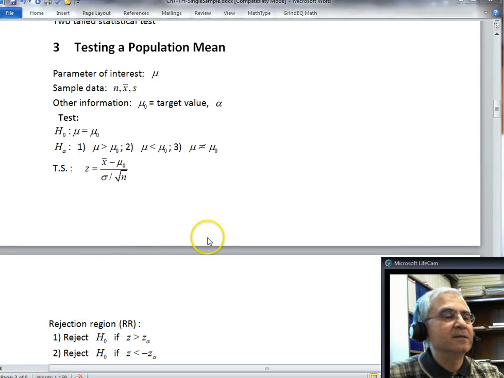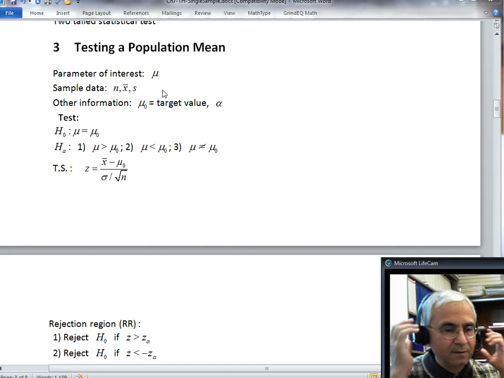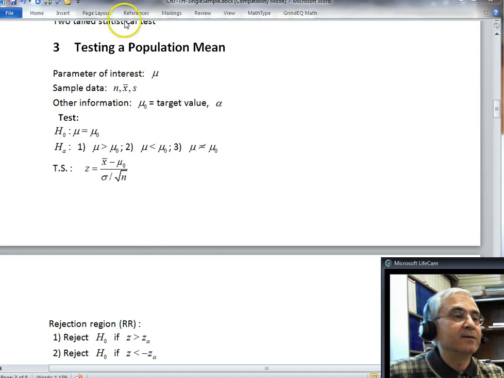Yeah, hi. In this video, we're going to do a hypothesis test for the population mean, which is mu. So our parameter of interest is mu. We have a single population, large sample, and we want to find out how to test whether mu is equal to a certain value or not. So what is that value? It's going to be mu sub 0 that we want to compare with.